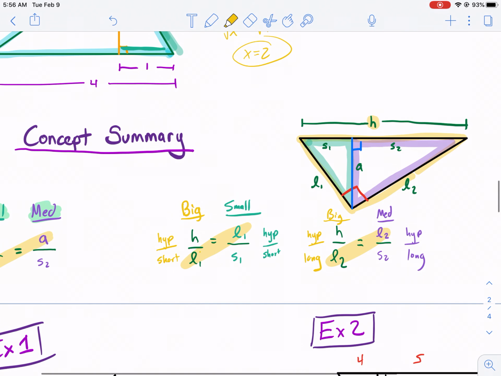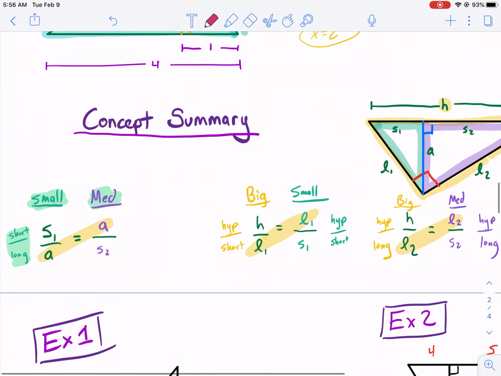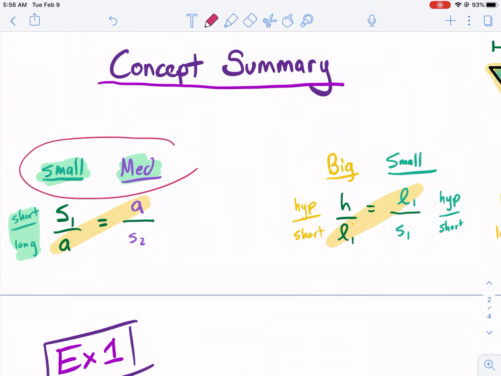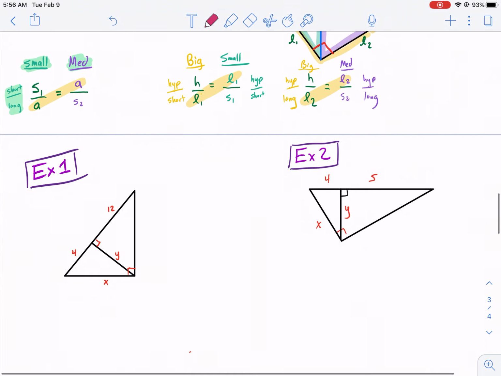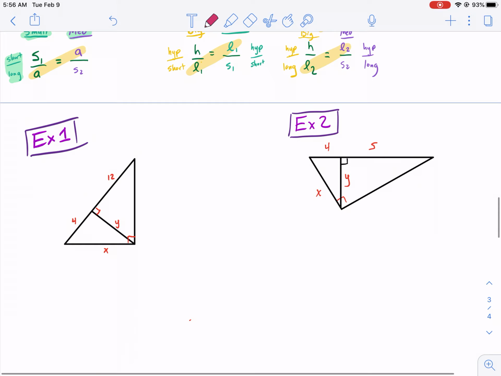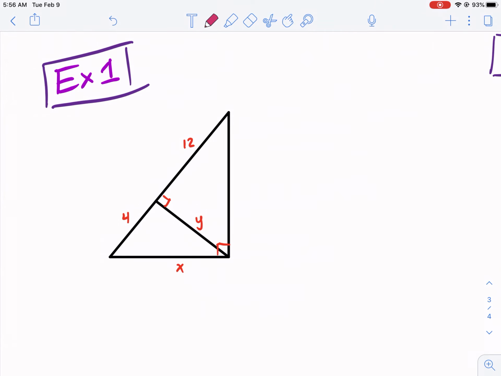So again, if we have a hypotenuse given, we know we're going to be comparing big to small or big to medium. If we don't have a hypotenuse given, but instead we're comparing the short to long side, or comparing the small and medium triangles, that's going to be the case every time. Let's go ahead and look at example 1. Example 1, we have certain pieces of information given. Let's see how much and what we have.